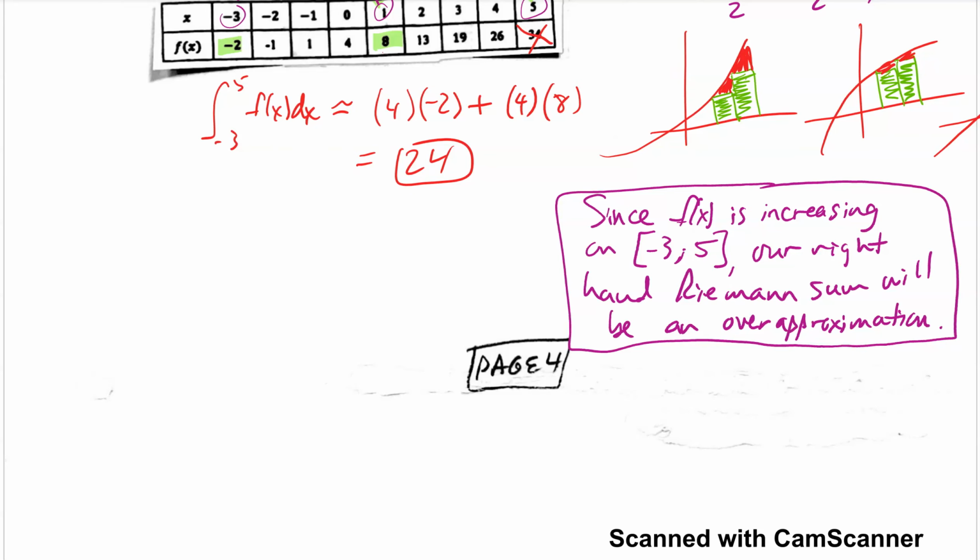Let me go ahead and do a small eraser here. Since f of x is increasing on -3 to 5, our left hand Riemann sum will be an under approximation. So I'll stick those in there. Our left hand Riemann sum will be an under approximation. And there you go. We are done.